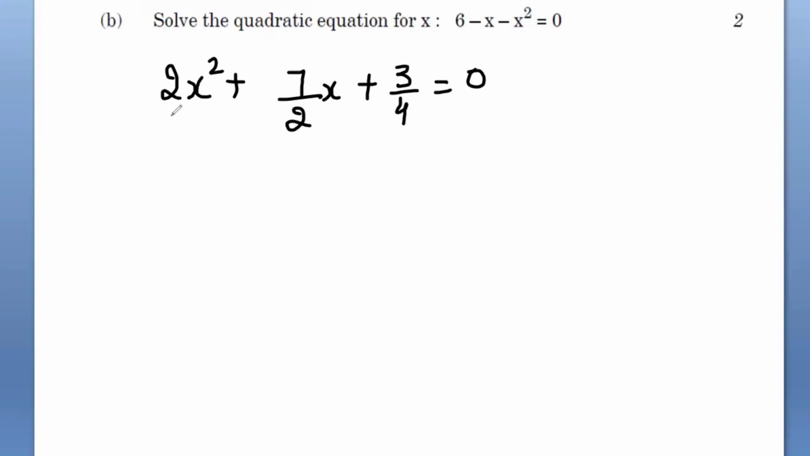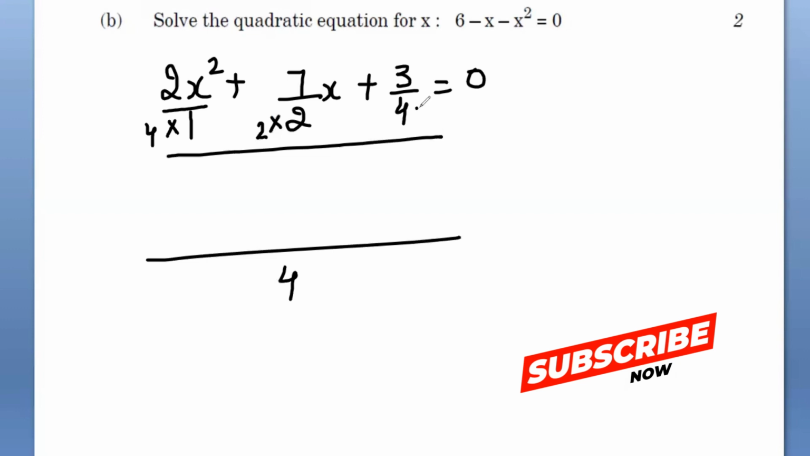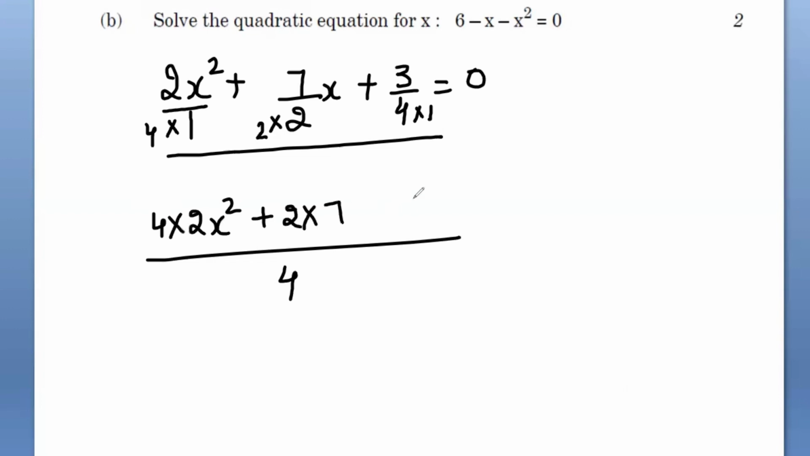First of all, if you see, we don't have an equal denominator. So we have to take an LCM. LCM is equal to 4. We'll write 4 here. Now we need to multiply this with 4, this with 2, and this with 1. So we'll do that: 4 into 2x squared plus 2 into 7x plus 3 into 1.